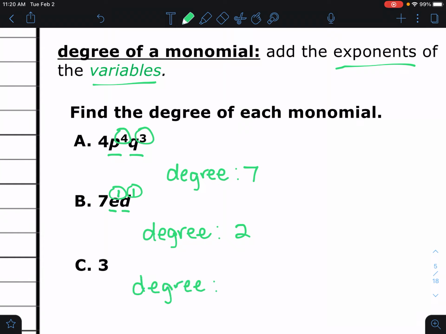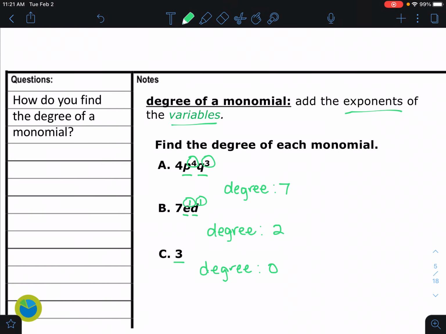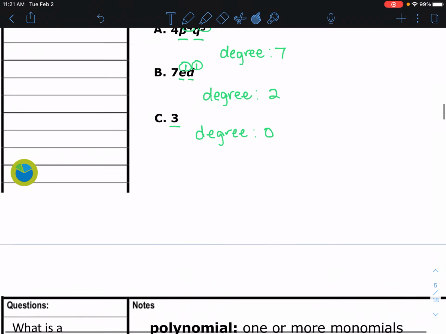All right. Degree of this monomial, we're going to find the variables. You'll notice there are no variables. Variables are letters. There's no variables. So what is the degree on this? 0. There isn't one, so you're going to put 0. Okay, so that's how you find a degree of a monomial, and that's it. Okay, hopefully these will take you 5 seconds to do. Okay, maybe 10, something like that.